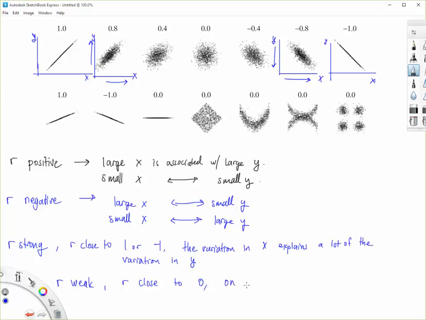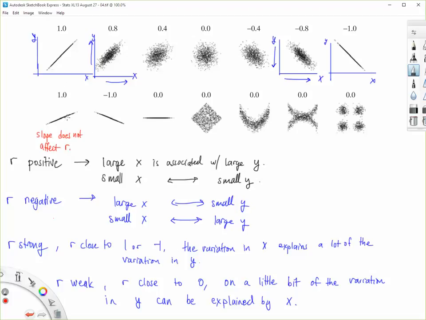Pretty much only a little bit of the variation in Y can be explained by X. Okay. And so that explains the top row of pictures. In this bottom row, what we see is that this one and this one both have correlations of R equal to 1. So what you see here is that slope does not affect R. This one is more steep and this is less steep, but the slope doesn't matter. The fact that there's hardly any scatter, or that pretty much all of the variation in Y can be explained by X, means that R is 1.0.